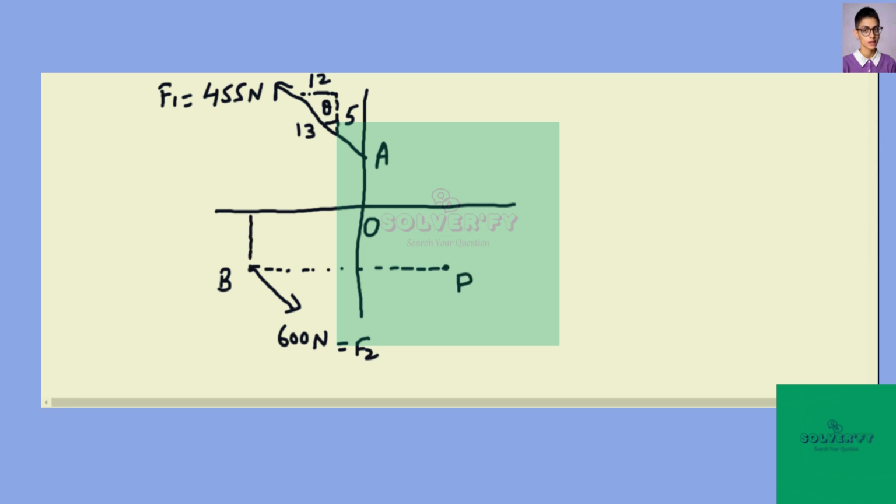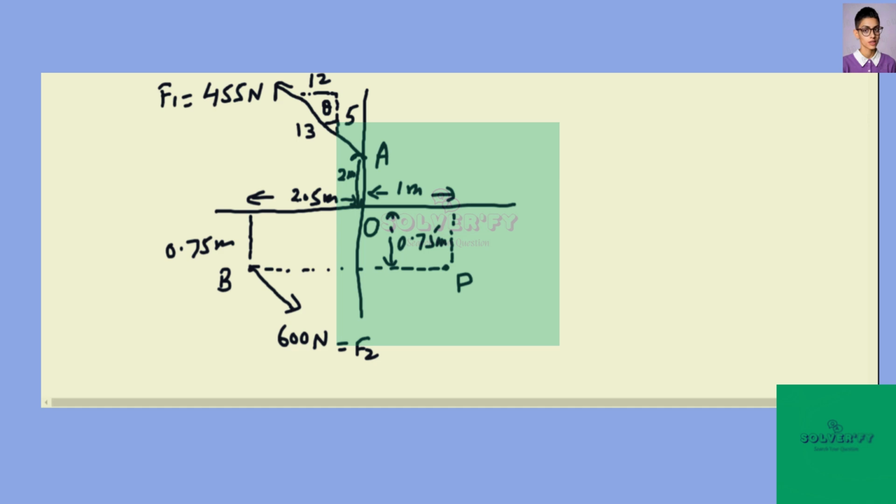This distance is given as 0.75 meter. This distance is given as 2.5 meter. This distance again is 0.75 meter, and this distance is given as 1 meter, and OA, this distance is given as 2 meter. So this is 2 meter from here to here. Now we start solving it.